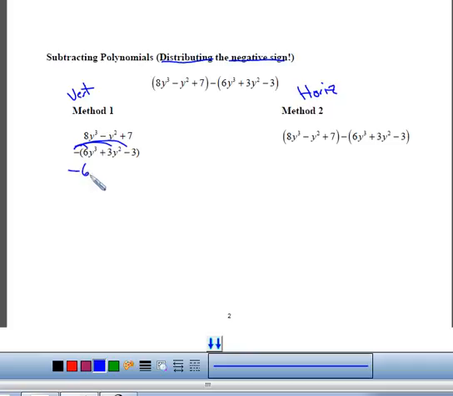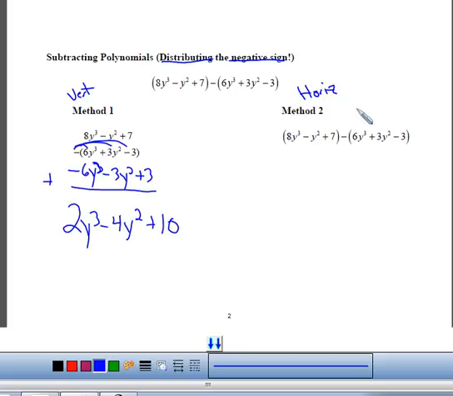So this becomes negative 6y to the third power minus 3y squared plus 3. Now, I know it's subtraction, but really I'm going to be adding these going vertical. So 8y to the third power plus negative 6y to the third power is the same as 8y to the third power minus 6y to the third power, which is 2y to the third power. Negative y squared plus negative 3y squared is negative 4y squared. And then 7 plus 3 is plus 10.